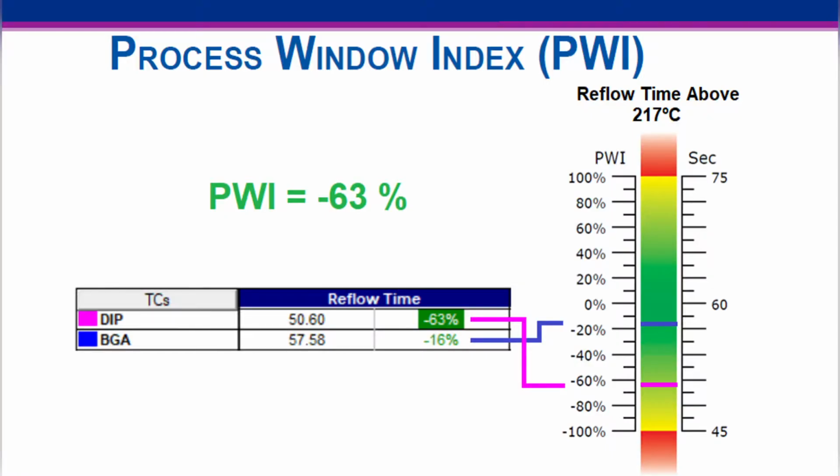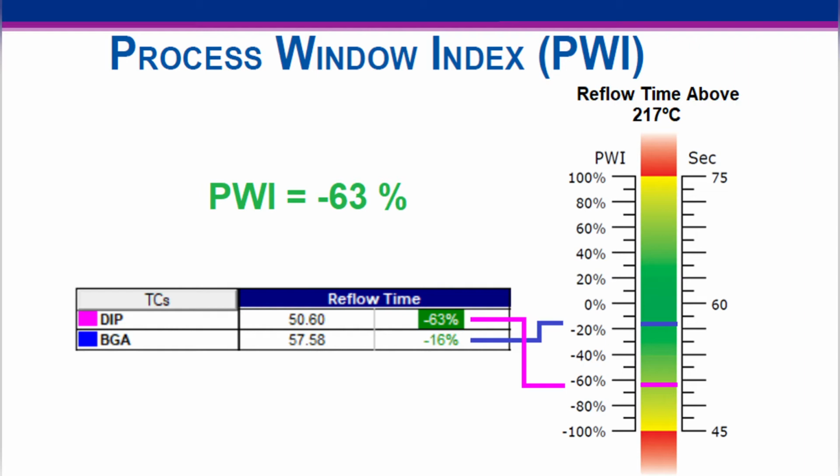PWI is giving a percentage to the upper and lower limits of positive 100% and negative 100%, respectively. In this case, 75 seconds will be a positive 100% PWI value, and 45 seconds will have a negative 100% PWI value, while the middle of the process window will be 0% PWI. In this example, 0% PWI is 60 seconds of reflow time. Therefore, any deviation from the middle of the process window will be represented by the corresponding percentage of the PWI value.